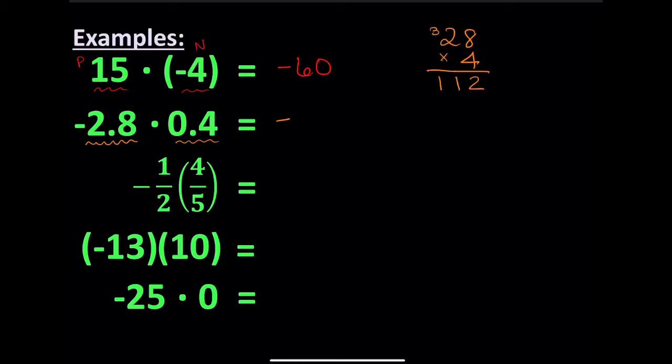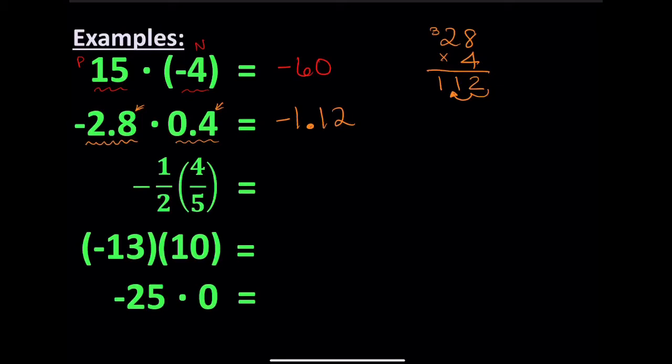So you got 112. Then what you do is you look at the numbers, and there's a total of 2 numbers that are to the right of the decimal. So that means you're going to move the decimal over 2 places. So there's your answer, negative 1.12. Negative 1 and 12 hundredths.